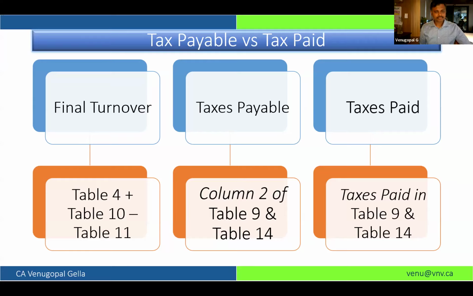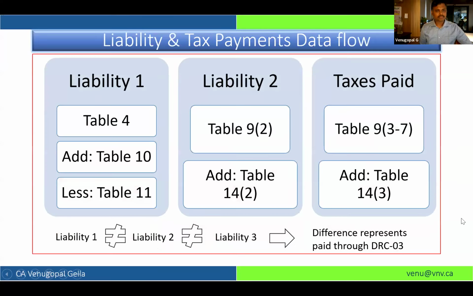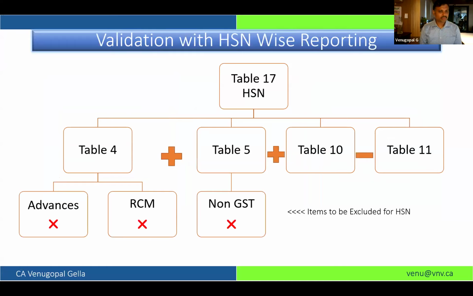Next slide. So this is just a data flow for validation. You have to ensure that the liability which is there in table 4, 10, 11, is matching. In 9 also there is a payable column. In the 9 paid column, ensure these are matching. If not, is there a DRC03?